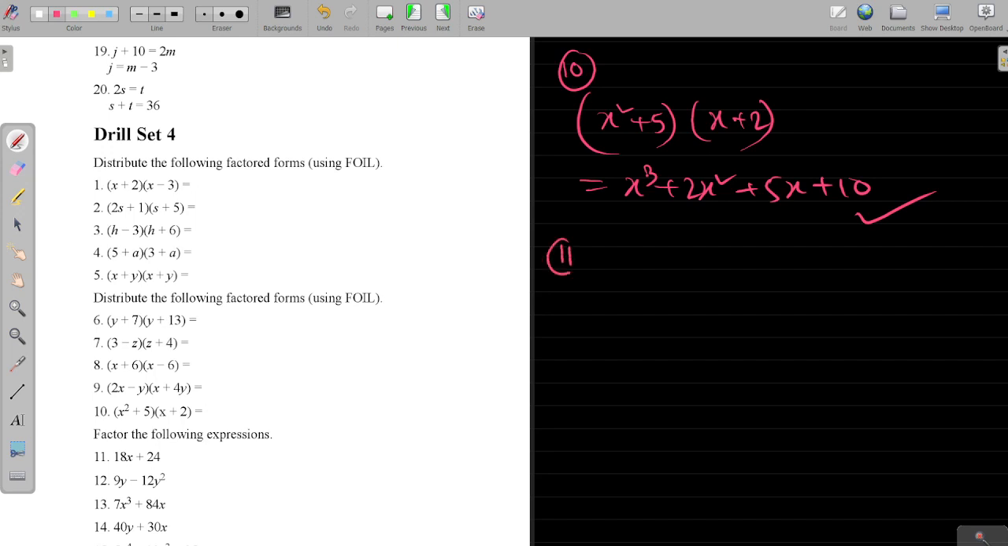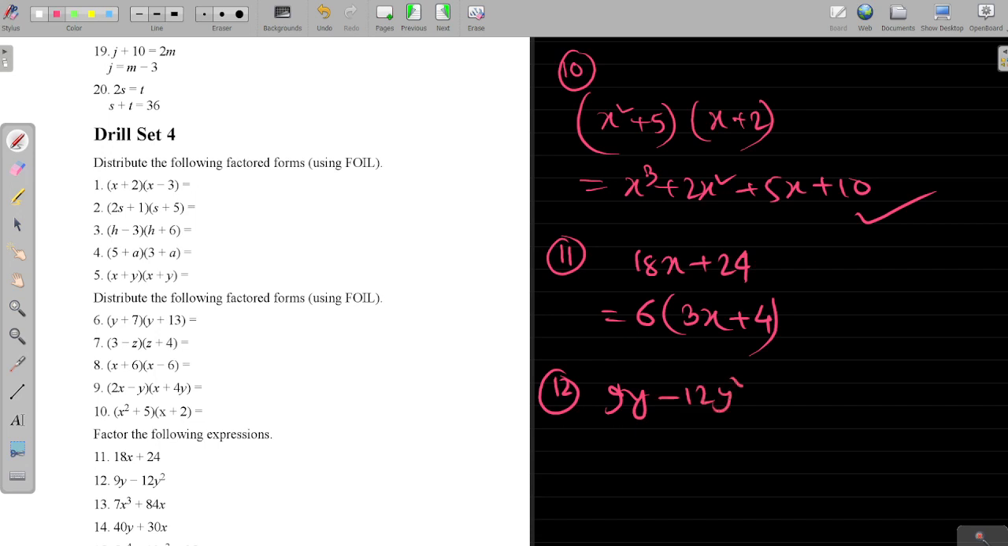Now I am going to solve number 11. You need to find out the factor here. So 18x plus 24. If I take common 3 here, then here remaining 6. Oh, sorry, I need to take common 6 here, the highest value which is applicable for both. So if I take common 6, then 3x plus 4. Now I'm going to solve 12.